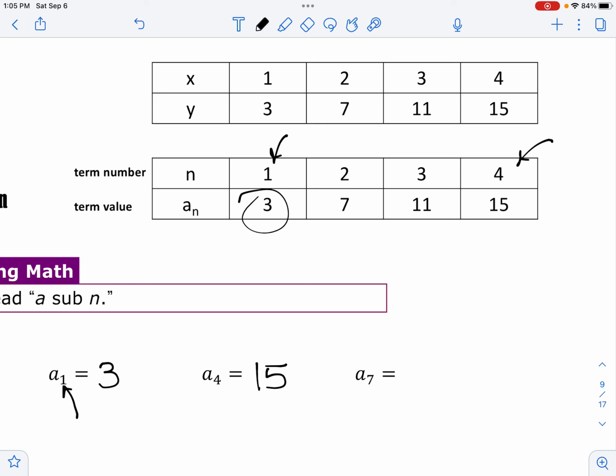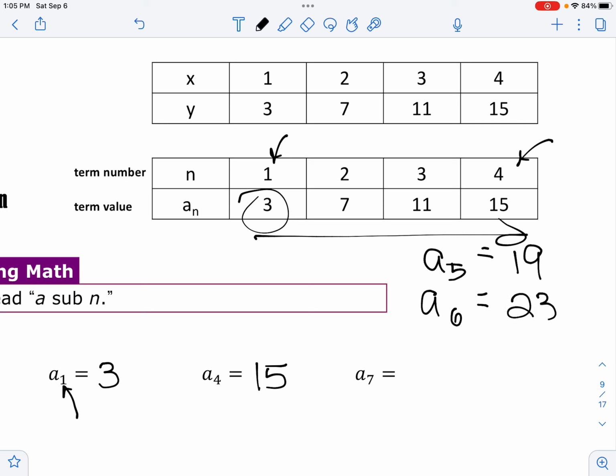Now we don't know what a sub 7 is, but we could figure it out because it looks like there is a pattern. If I write this out, in this sequence, as I go from left to right, every time I'm adding 4. 3 plus 4 is 7, plus 4 is 11, plus 4 is 15. So if I add 4 again, a sub 5 should be 19. A sub 6, add 4 again, 23. So that would mean a sub 7 should be 27. So even though it's not given to me, I can figure it out pretty quickly.